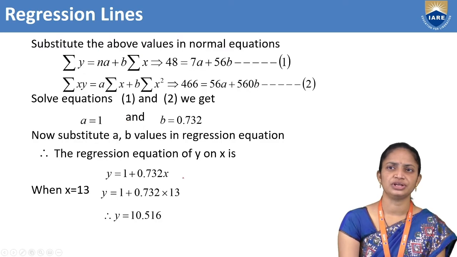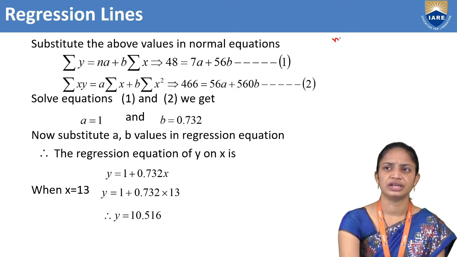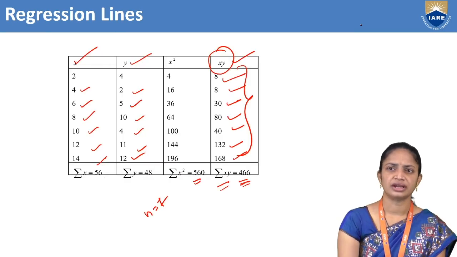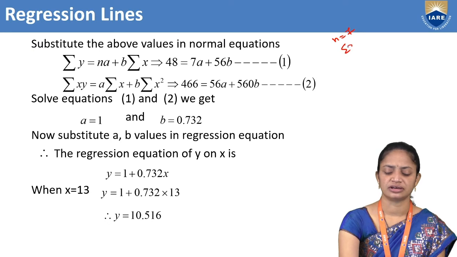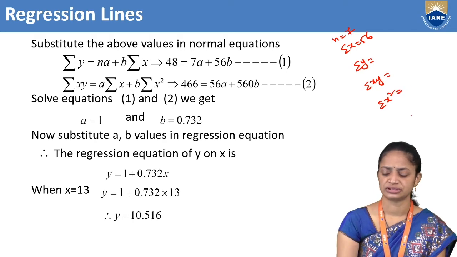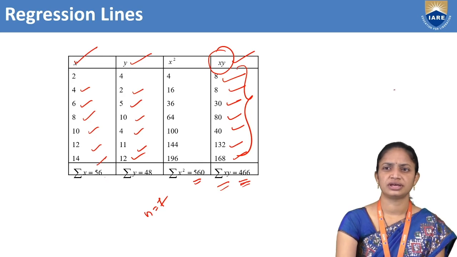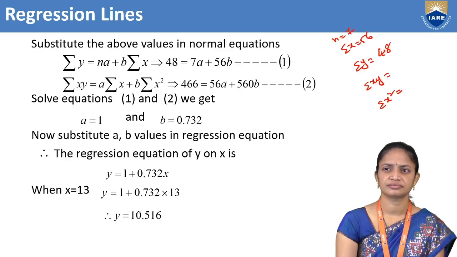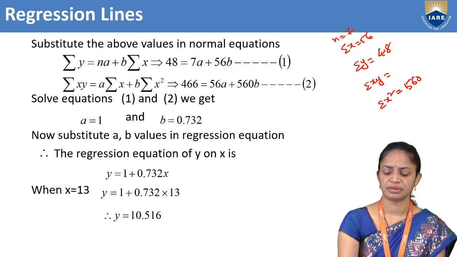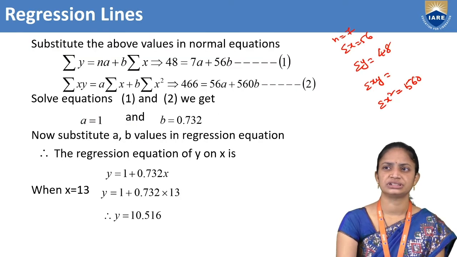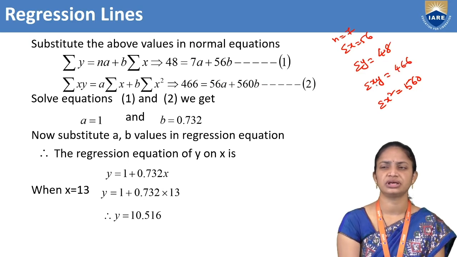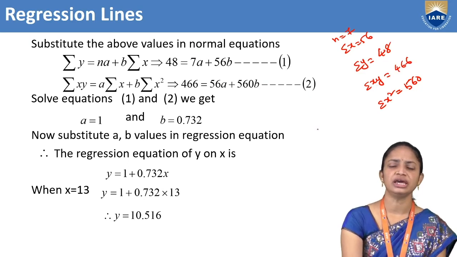Now we need to substitute all these values. n equal to 7, summation x is 56, summation y is 48, summation x square is 560, and summation xy is 466. So substitute all these values in the normal equations.